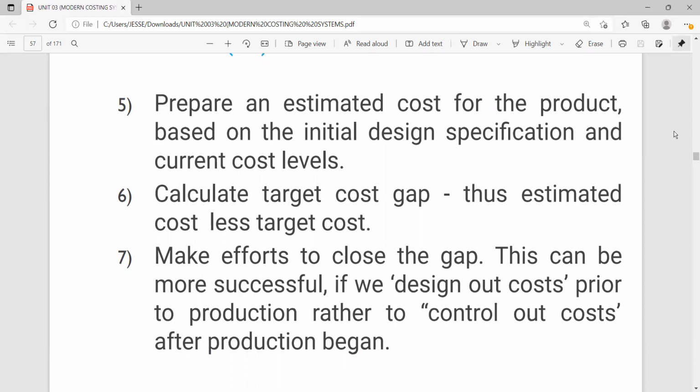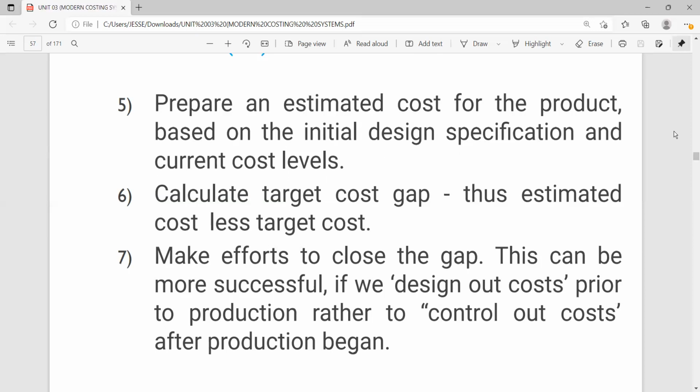You have to make efforts to close the gap because the target cost gap is simply the difference between your estimated costs and your target costs, right? If your estimated cost is higher than your target costs, then we have to close the gap. Because if we do not produce the product according to the target cost, we will not be able to make the required profit margin that we want. It's very key. So you have to make efforts to close the gap.